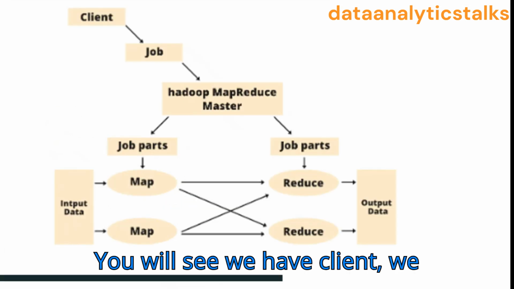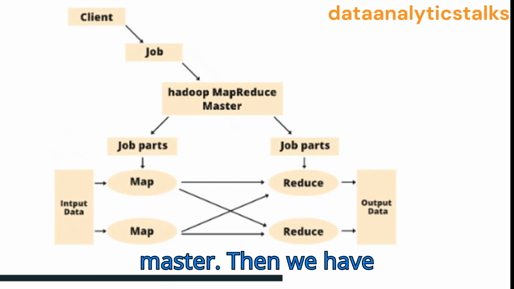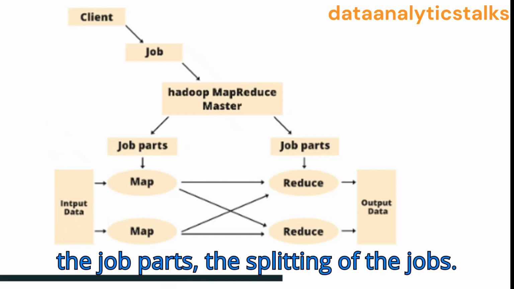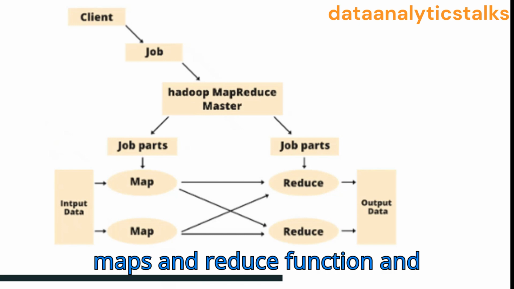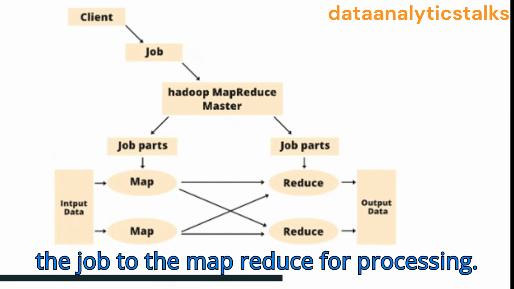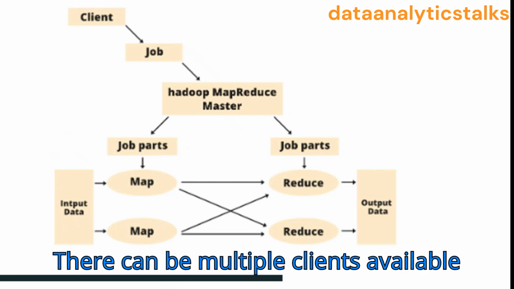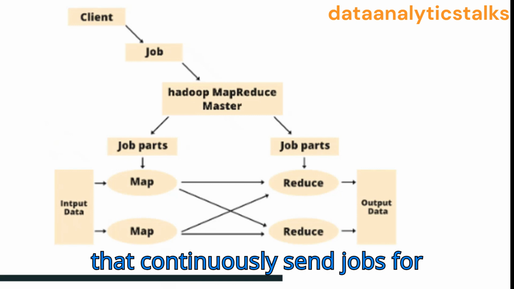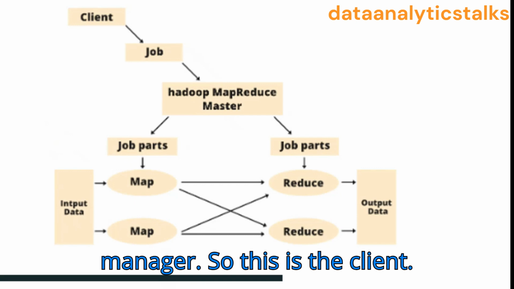You will see we have the client, the job, and the Hadoop MapReduce master. Then we have the job parts, the splitting of the jobs. Then we have the map and reduce functions and output data. So what is a client? The MapReduce client is the one who brings the job to MapReduce for processing. There can be multiple clients that continuously send jobs for processing to the Hadoop MapReduce manager. So this is the client.